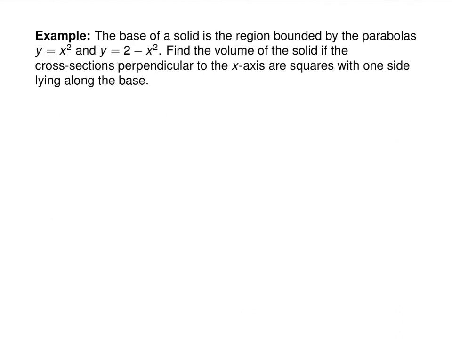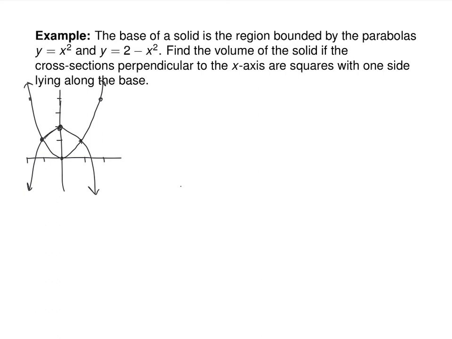Okay, and lastly, let's do something where the cross sections are not square, as in we don't have a solid of revolution. So the base of a solid is the region bounded by the parabolas, y equals x squared, and y equals 2 minus x squared. So there's x squared, goes through 1, 1, and 2, 4. 1, 2, 3, 4. All right, 2 minus x squared starts at 2, also goes through 1, 1, and then kind of heads on down.